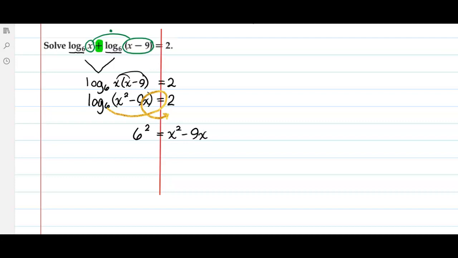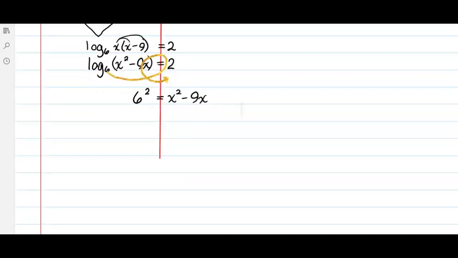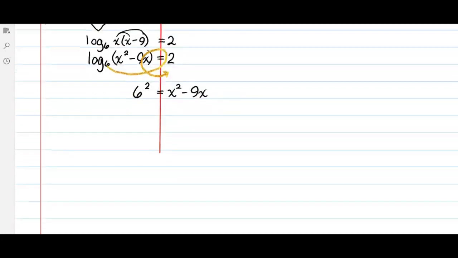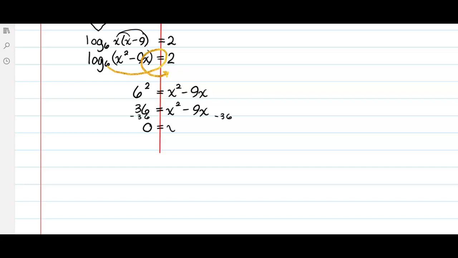Now we have our x's on one side. We've eliminated the word log. Now we just have a quadratic function. 6 squared is just 36. And when we want to solve a quadratic function, we need to have it set equal to 0. So I need to subtract 36 from both sides. So I have 0 equals x squared minus 9x minus 36.